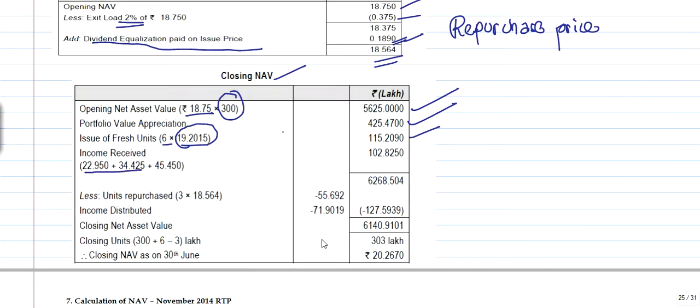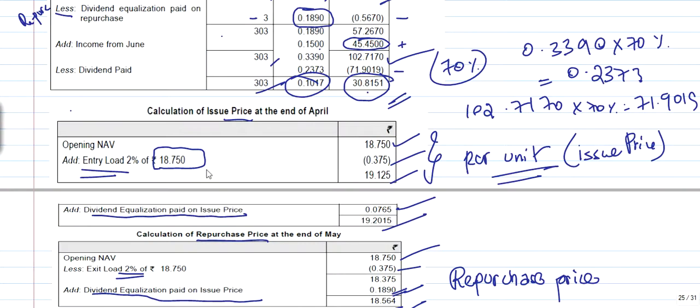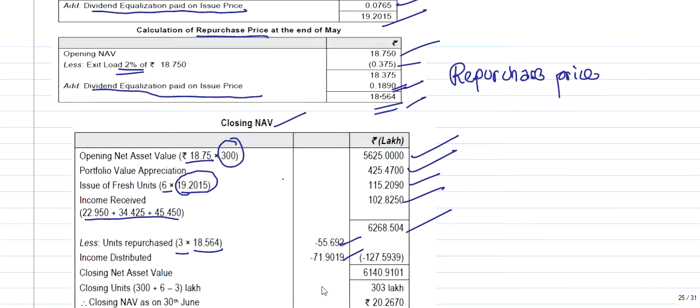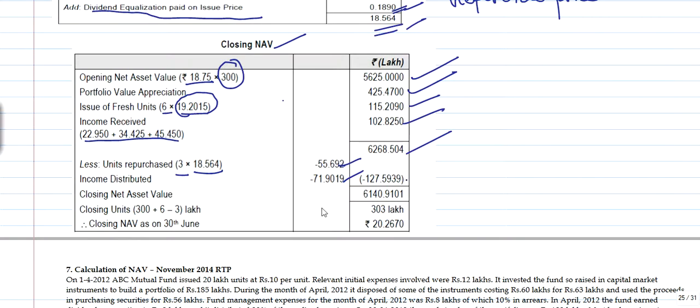Then income received for 3 months, we have to add that, whatever the income is there. Then deduct units repurchased, 3 lakh repurchased, and the repurchase price we also calculated, statement number 3, deduct that one. And income distributed 70%, first table, 71.9019, so we have to deduct that one. Then what is the closing units? 300 plus 6 minus 3, 303. Divide that one, you will get net asset value.